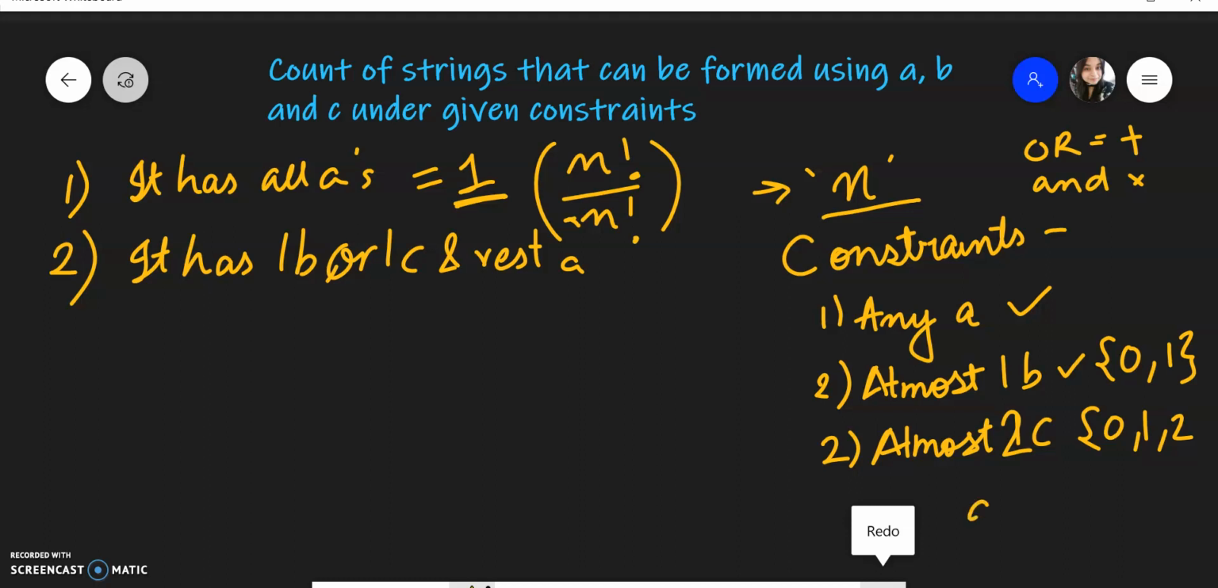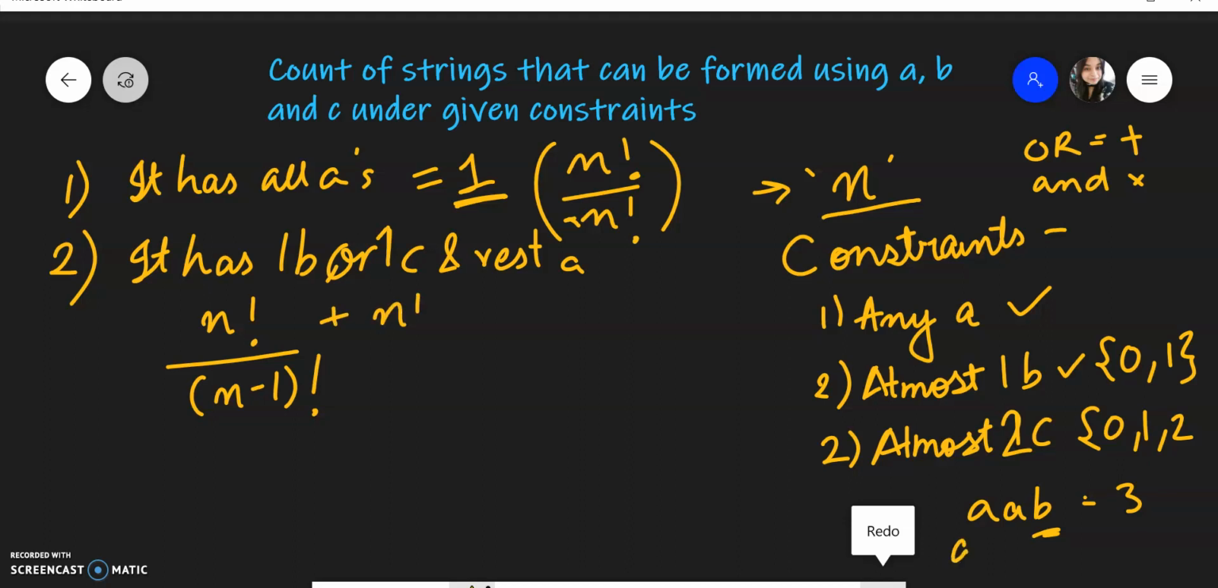For example, we need to form a string like AAB, right? If length is 3, the total characters are n, so we have n factorial, and then we need to divide by the characters that are repeating. One character is fixed here, so it will be n minus 1 factorial, because our a count will be n minus 1. Similarly, for 1 c we will have the same formula. For example, if we have a length of 4 and 1 is fixed by c, the total number of combinations that can be formed is the same as what we have done for b.